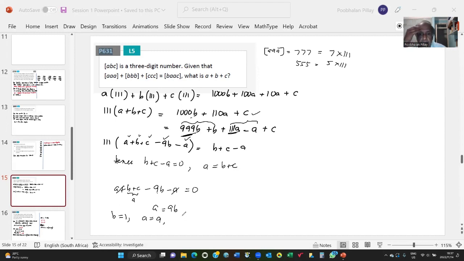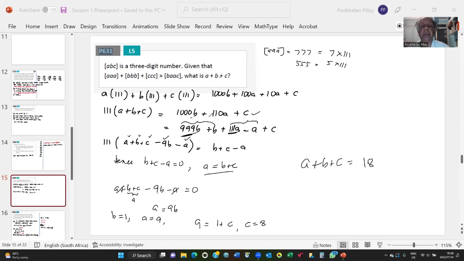And the moment you got that, remember, a is equal to b plus c. So a is 9, b is 1. So you can substitute that into that, and you get c is equal to 8. So you've got a is equal to 9, b is equal to 1, c is equal to 8. And the question is, what is a plus b plus c? You add these numbers, the answer is 18.